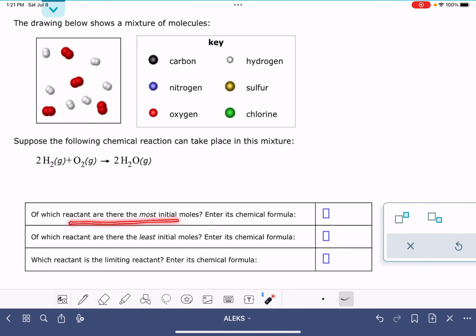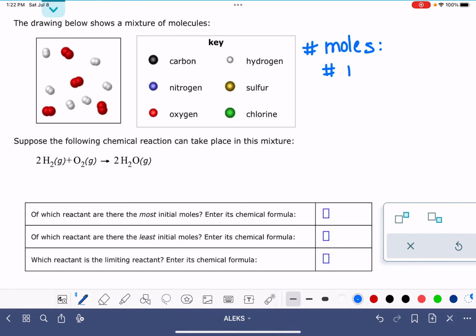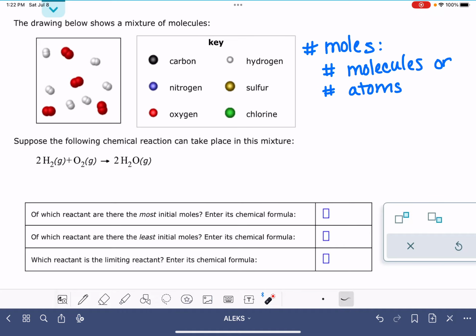So the first question is asking us for which one of these 2 reactants, we have H2 and O2, which one do we have the most of? It's asking specifically about moles. This drawing is giving us pictures of the individual molecules, but you can always assume that the number of moles is definitely proportional to, or definitely corresponds to, the number of molecules. And that would also be true if you had a reaction that had atoms in it instead of molecules. So it's not asking us to count or calculate how many moles we have. It just wants us to figure out what do we have the most of.